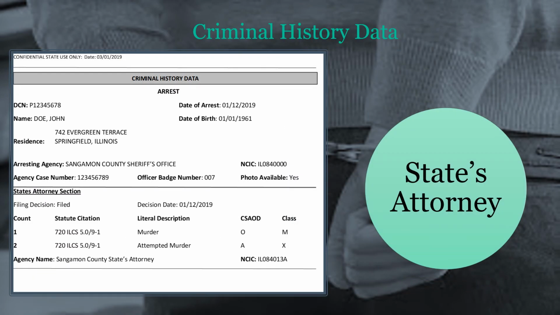Now we will go over the state's attorney portion of the Illinois rap sheet. Many of the fields in this section are duplicate to those in the arrest cycle. We will go over the new fields added to this cycle of events. First, make note that not always will you see a state's attorney section posted on the rap sheet.